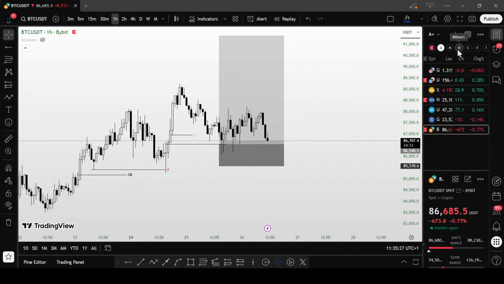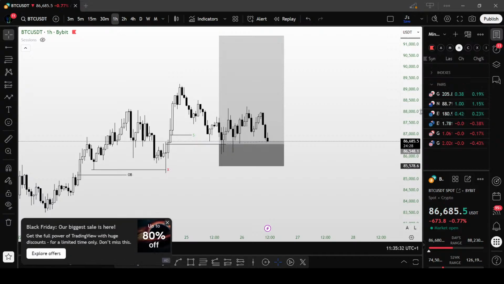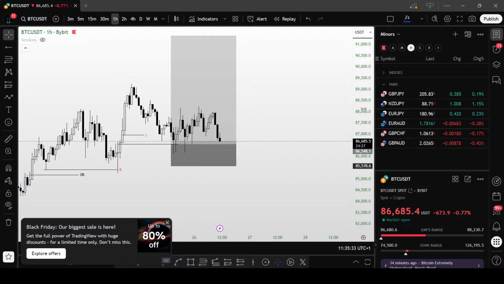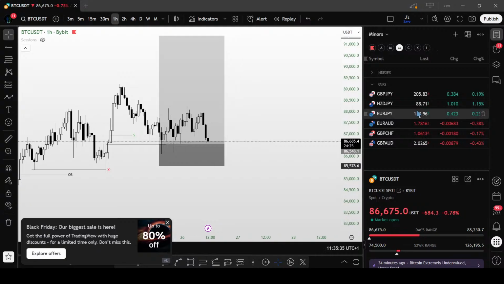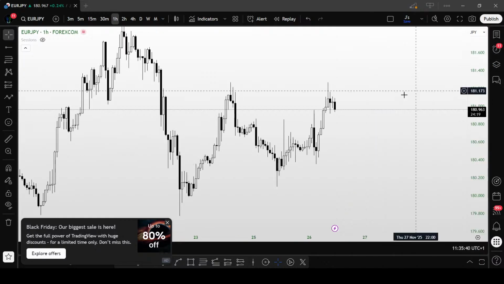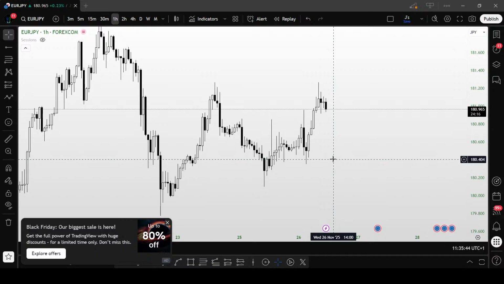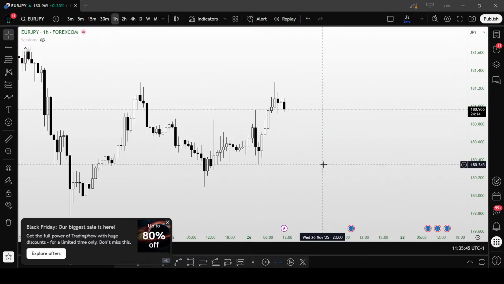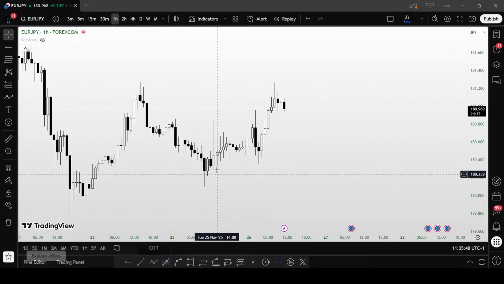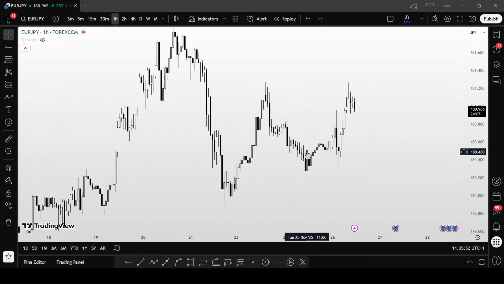All right, let's check Euro JPY. I don't know why I want to check this particular one right now, but I really feel like doing that. On Euro JPY, I've actually not analyzed this pair in a while. I don't think I need to go to the daily time frame, do I?